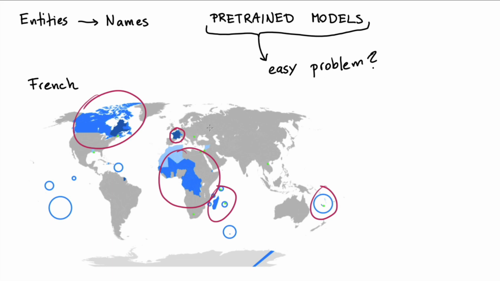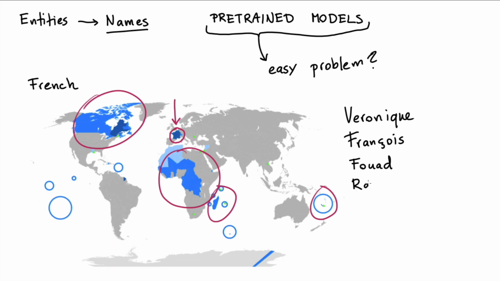Given that I have a French model, I still have to wonder where it got its data from. And this is especially true if you're trying to detect names. If I have a French language model that's overfitting on Wikipedia and news articles from France, then I can probably assume names like Véronique and François to be appropriately detected. But what about names like Fouad or Rahima?